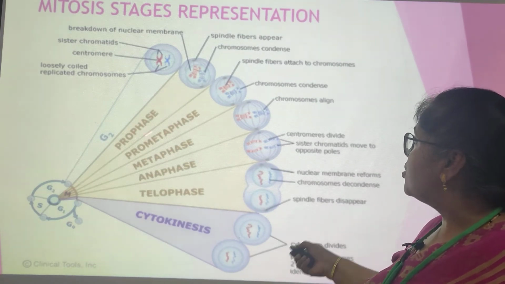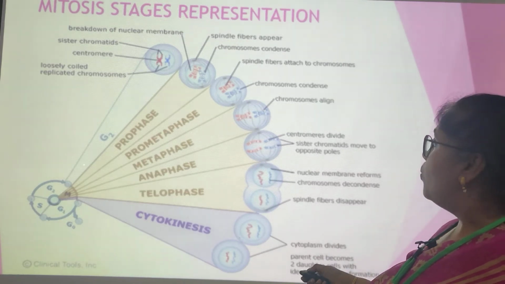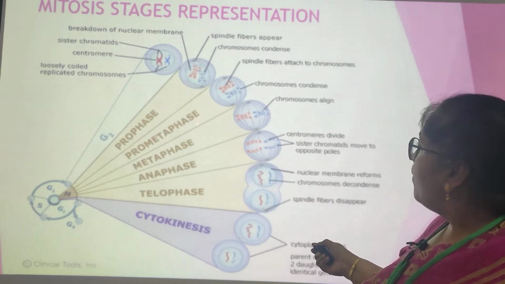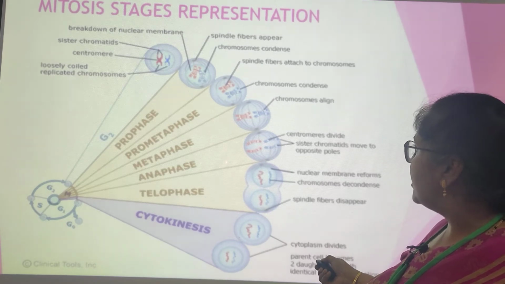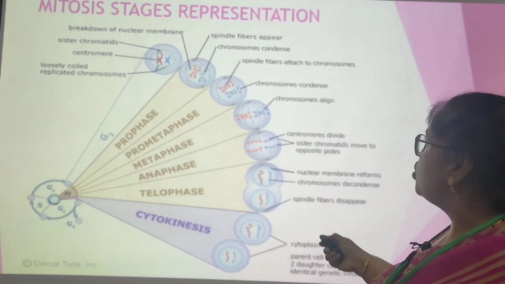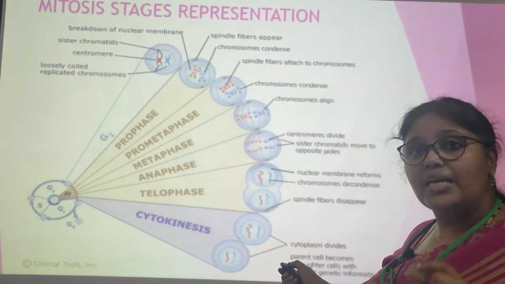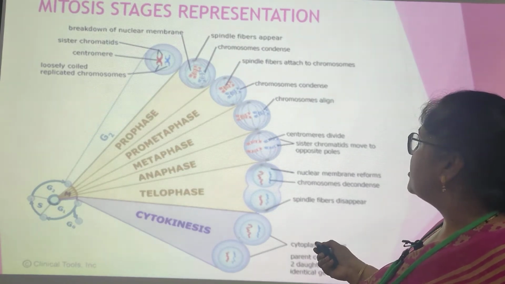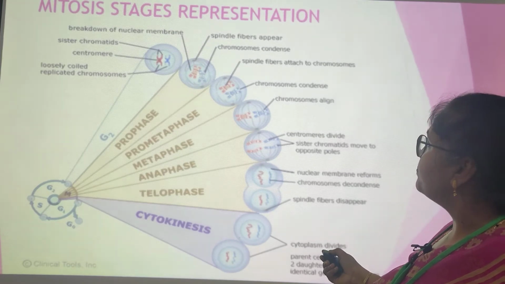So let us see what are the stages involved in the M phase, which are the prophase, prometaphase, metaphase, anaphase and telophase. Now let us see each and every stage in detail. What are the events occurring in every phase? Let us start with prophase.